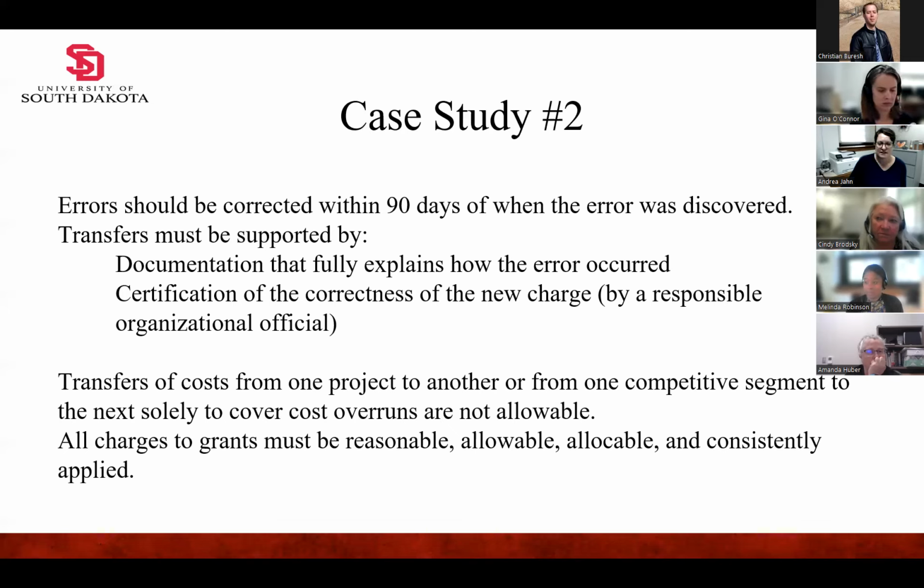So I think that's been covered pretty well in this presentation so far. So keep those things in mind, that transfer costs are going to be highly scrutinized, and we have sent out a policy, at least for USD, regarding those transfer costs, and it's something we're continually working on and trying to assist the grantees with. So next case study.